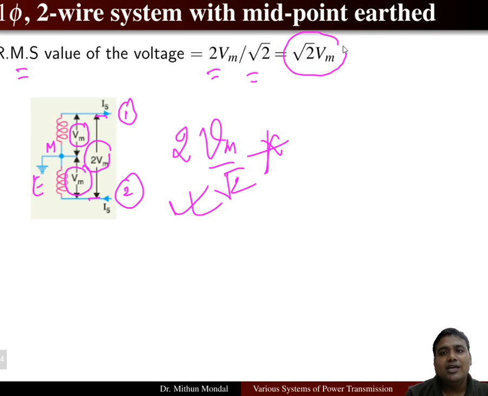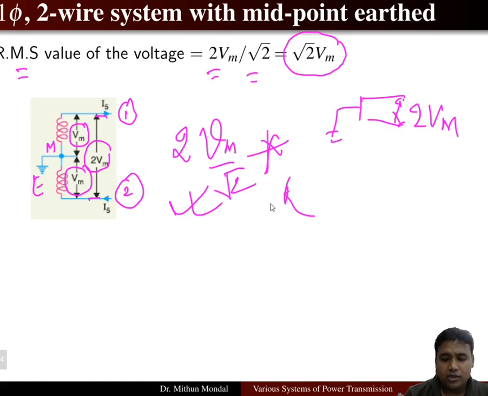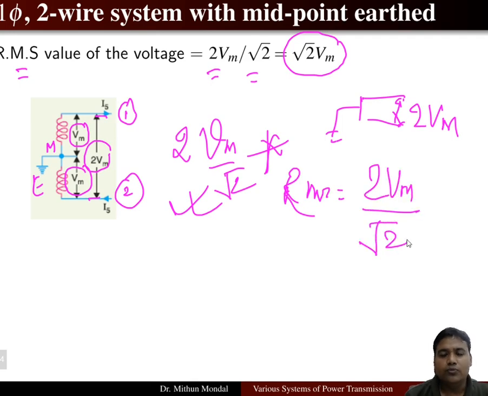So you have 2 conductors and the midpoint is earthed. This voltage is basically 2 Vm. So in order to determine the RMS quantity, you have to take 2 Vm, not Vm, 2 Vm divided by root 2. So you are getting root 2 Vm.